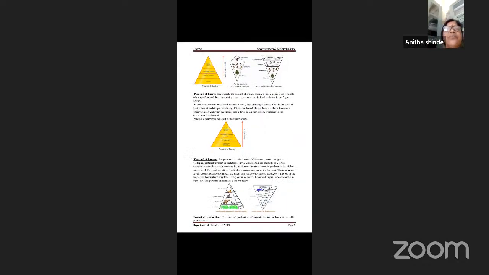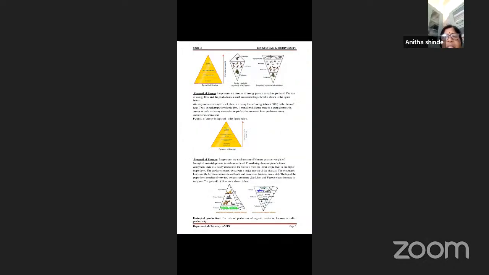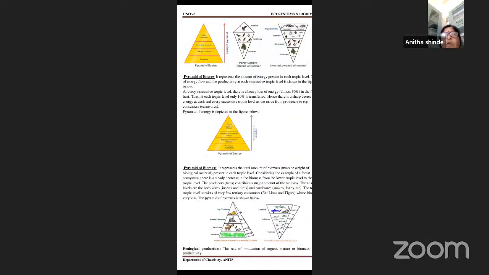The next is productivity. Now, what do we mean by productivity? Ecological production is nothing but the rate of production of the organic matter or the biomass.